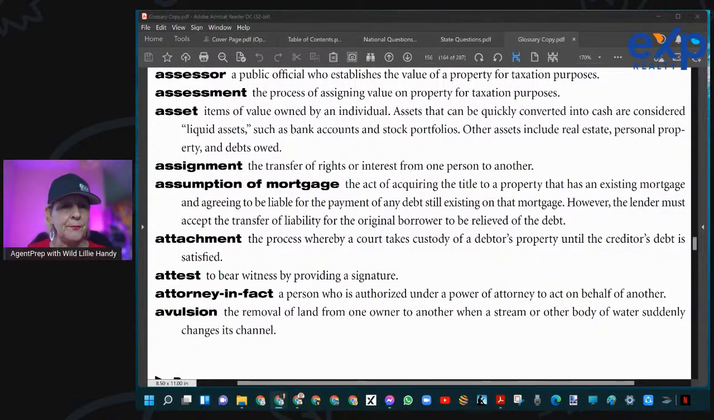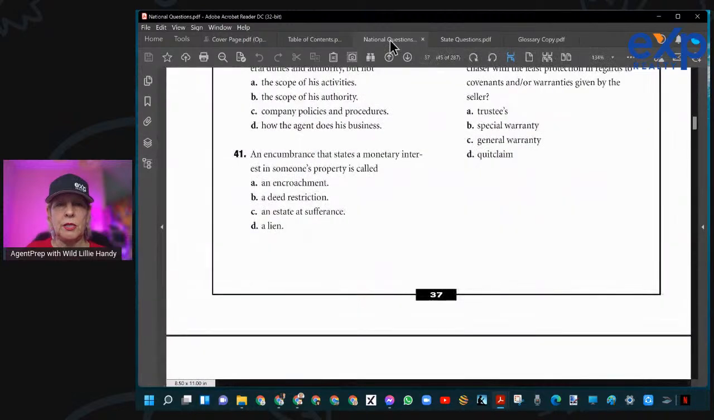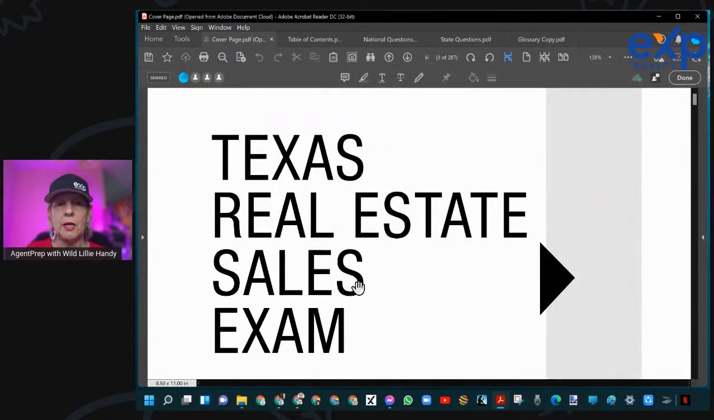All right. So let's go with national questions. And we're continuing questions on this book. Okay, this book right here, the Texas Real Estate Sales Exam.